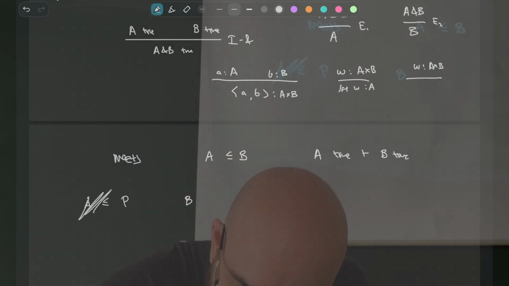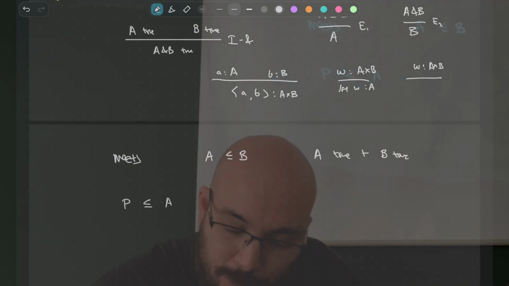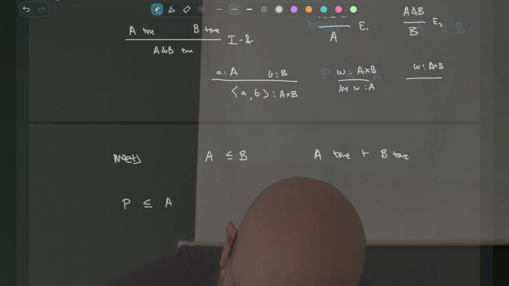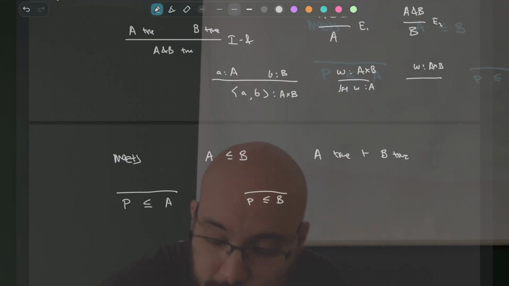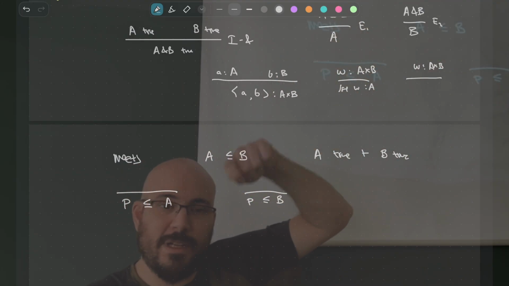Lower bound. Okay, so I have this. From P I can prove A. From P I can prove B. So far I know that's a lower bound, but meet is the best lower bound, okay? So it's the greatest lower bound.